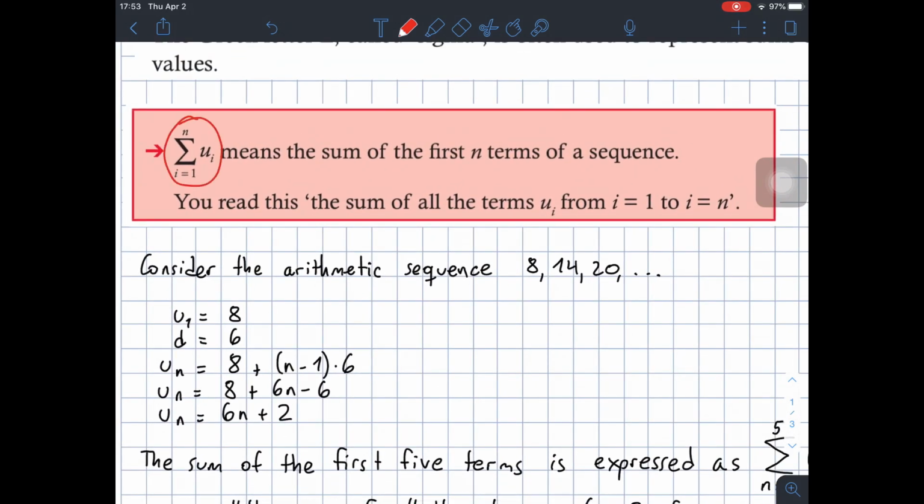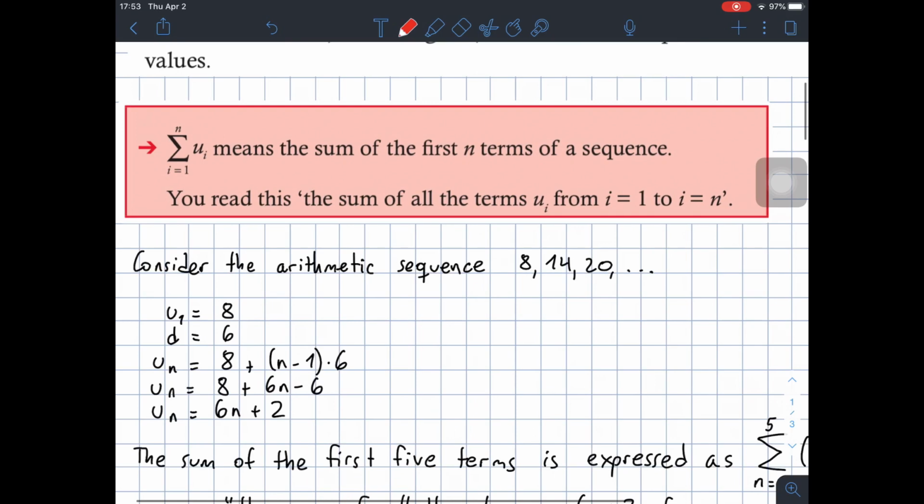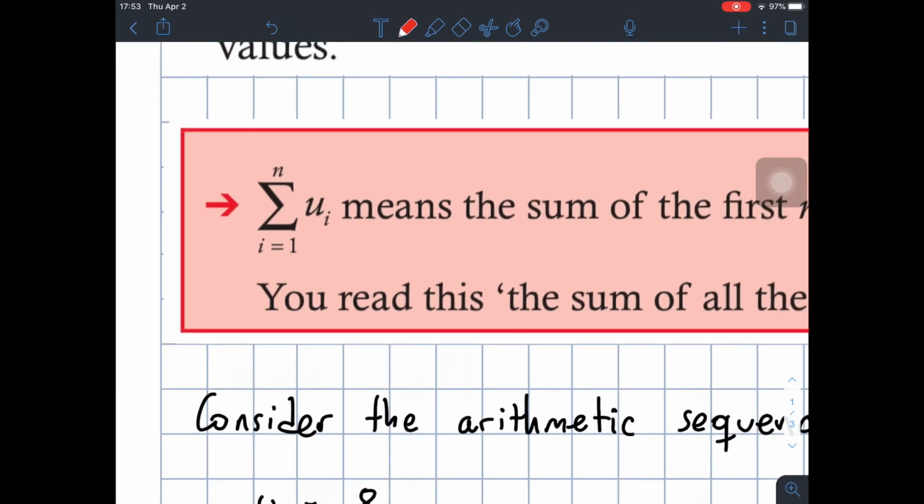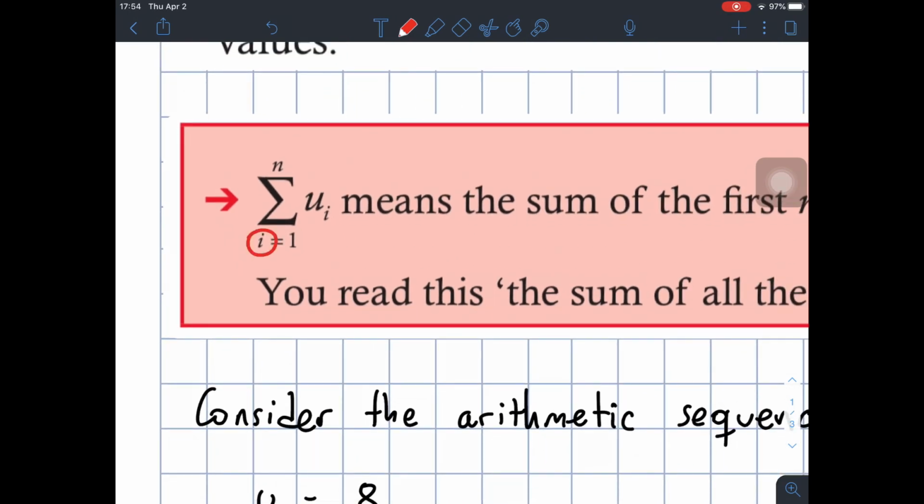So it says this symbol over here means the sum of the first n terms of a sequence. You read this as the sum of all the terms Ui from i equals 1 to i equals n. Okay, you see that here we have a letter, which is i, which is kind of like the initiator of the sum. We can define this i. If we define it as 1, we're going to add all the values from the first term, which would be U1, until term number n. So we're going to add U1 plus U2, plus U3, plus, and so on until we get to Un.